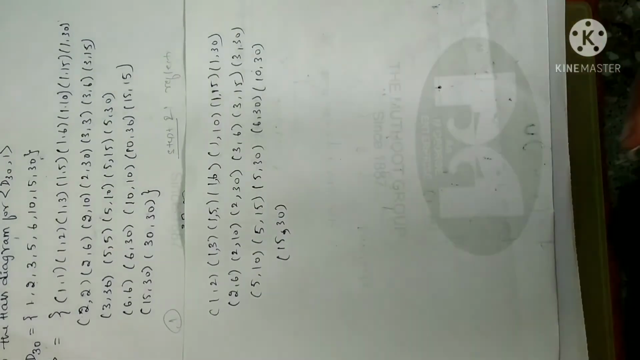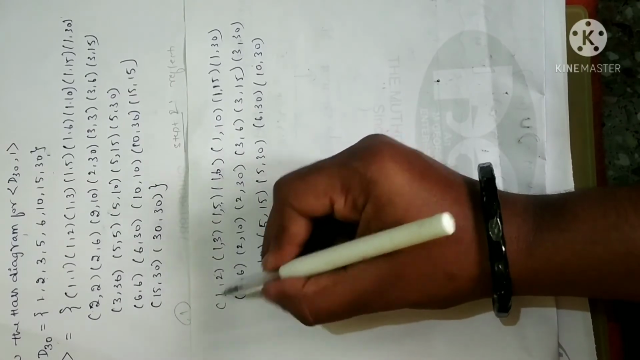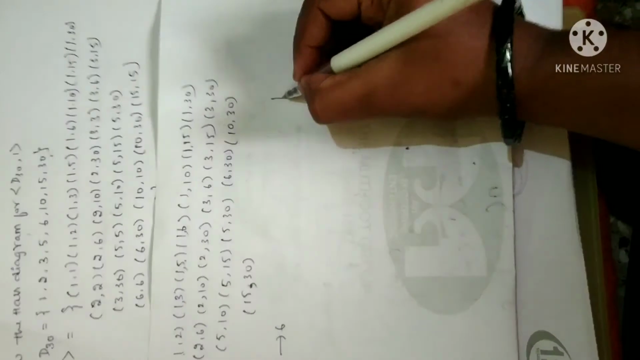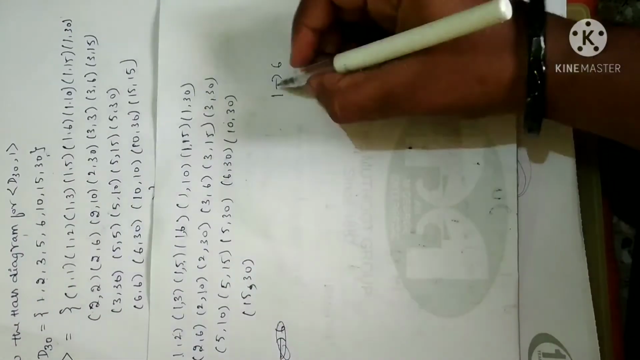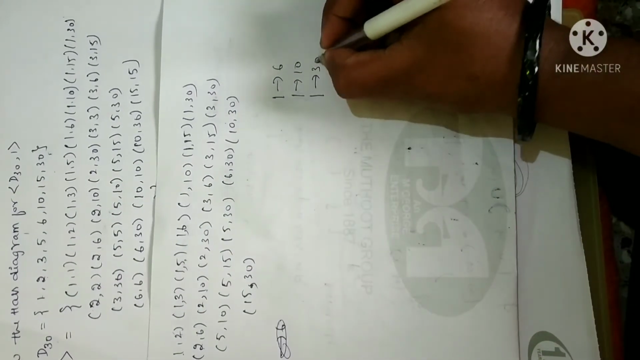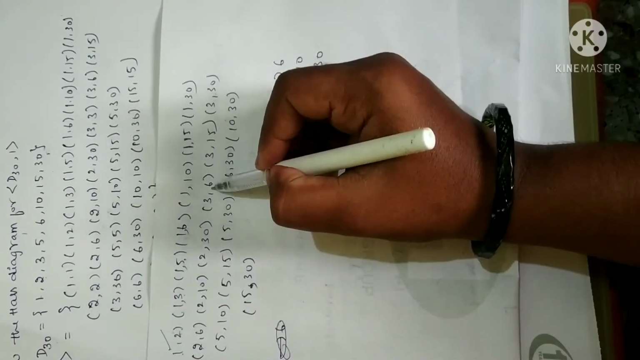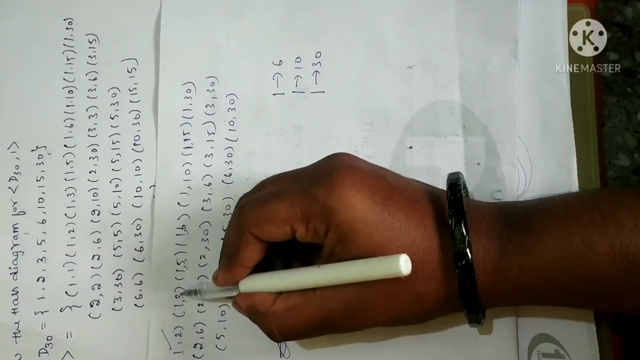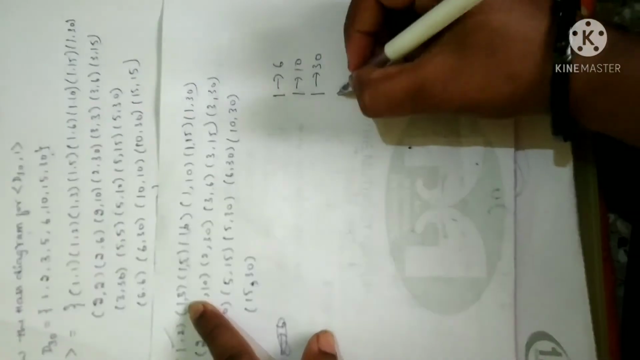Now make a list of transitive edges. See here, 1 to 2 I have, so 2 2 get cancelled, 1 to 6 I have to remove. Next 2 2 cancels, 1 to 10 I have to remove. Next 2 2 gets cancelled, 1 to 30 I have to remove. Fine, that's all. Next 1 to 3 I am going to take. 3 3 get cancelled, 1 to 6 I have to remove, I have already done that. So 1 to 3 I have, again 3 to 15, 3 3 get cancelled, 1 to 15 I have to remove.